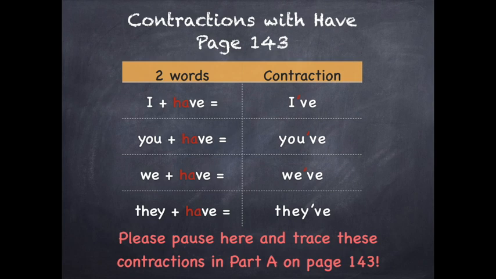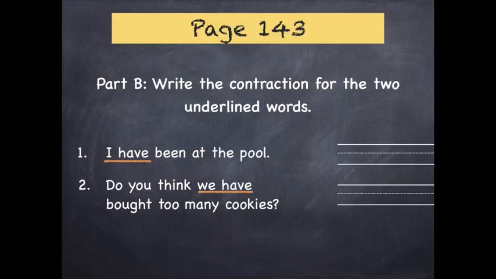You plus have equals you've. We plus have equals we've. And lastly, they plus have equals they've. Go ahead and pause here and trace these contractions in part A on page 143. The second part on page 143 asks us to write the contraction for the two underlined words.